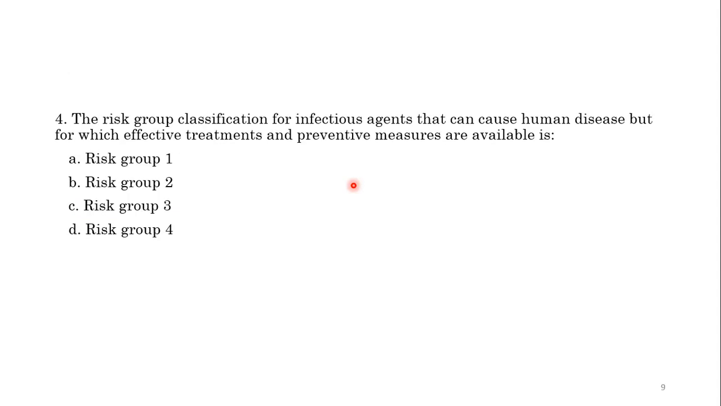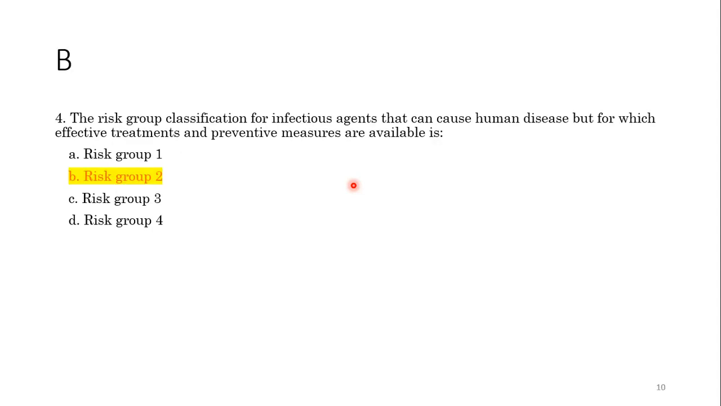Number four, the risk group classification for infectious agents that can cause human disease but for which effective treatments and preventive measures are available is A, risk group 1, B, risk group 2, C, risk group 3, or D, risk group 4. The correct answer is letter B, risk group 2.